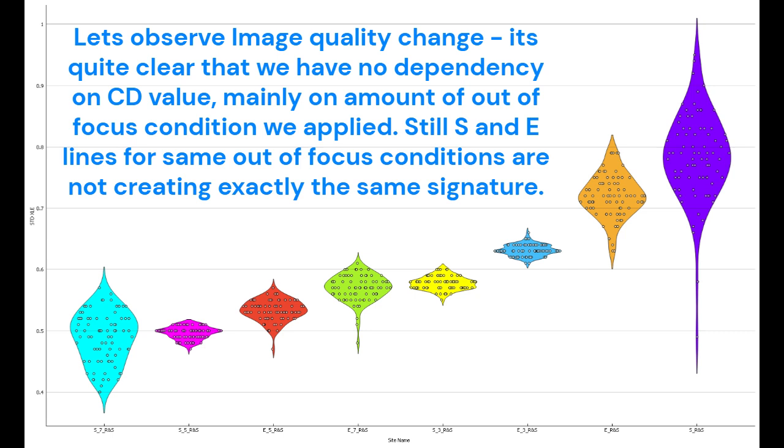Let's observe image quality change. It's quite clear that we have no dependency on CD value, mainly on the amount of out-of-focus condition we applied. Still, S and E lines for the same out-of-focus conditions are not creating exactly the same signature.